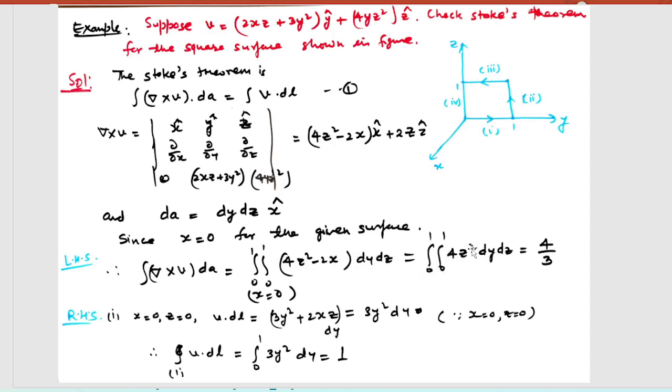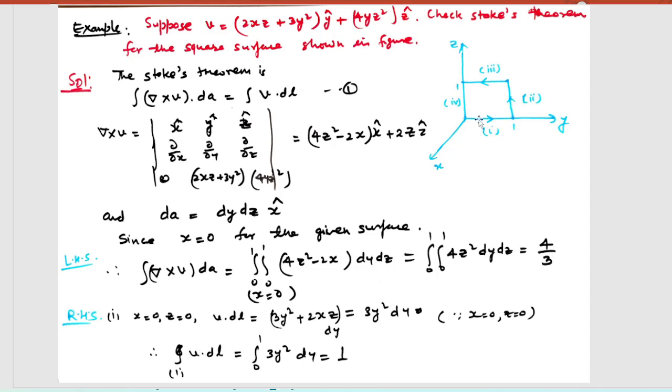And finally we get, if we integrate this function, because x is not varying for this area, x equal to 0, it is constant 0. So the 2x term is 0 and only 4z square will be there. It gives us z cube by 3, so 4 by 3, and dy will give 1, so it is 4 by 3. On the right hand side we have to calculate the line integral, four line integrals, and then add them up, and it should also be 4 by 3.